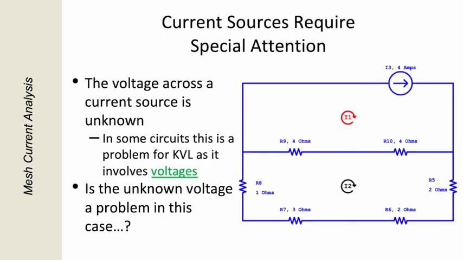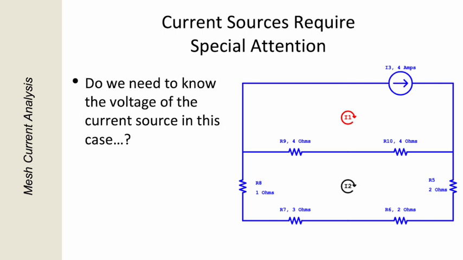Okay, so that was a review. Now on to the matter of current sources. In some cases, they can require special attention. Reason is we don't know the voltage across a current source, and since we're using KVL, we need voltages. Now let's look at this case for a second. In this particular case, is the fact that we don't know the voltage across the current source a problem? Do we need to know the voltage across the current source in this case?